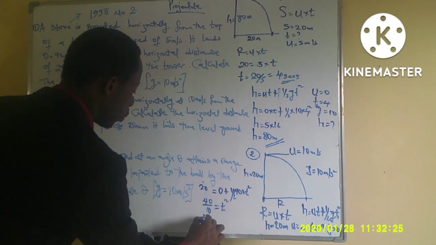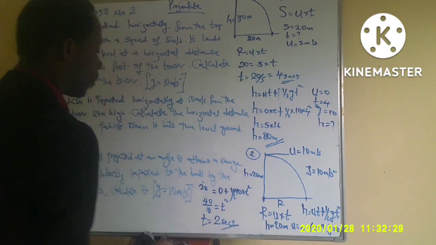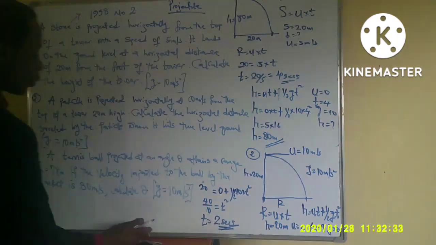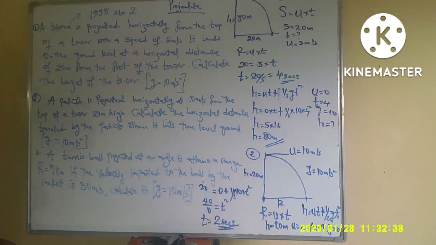Then t will be equal to the square root of 4, which is 2 seconds. So I have gotten the time as 2 seconds now. So remember, what is the formula for our range? The range is the initial velocity times the time. And that's what they asked us to look for.